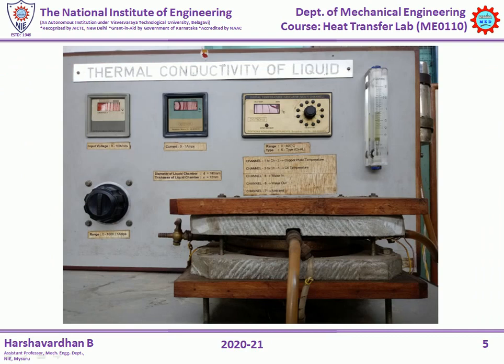This is the front view of the experimental setup, where we can see the test chamber. Exactly in the middle there will be a liquid chamber made up of copper, and on either side of that chamber there are two symmetrical plates, one made up of rock and another one made up of wood. These two will be used for preventing the radial heat losses.